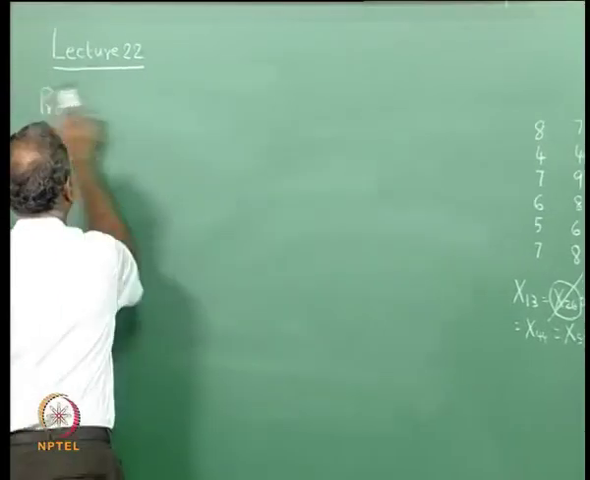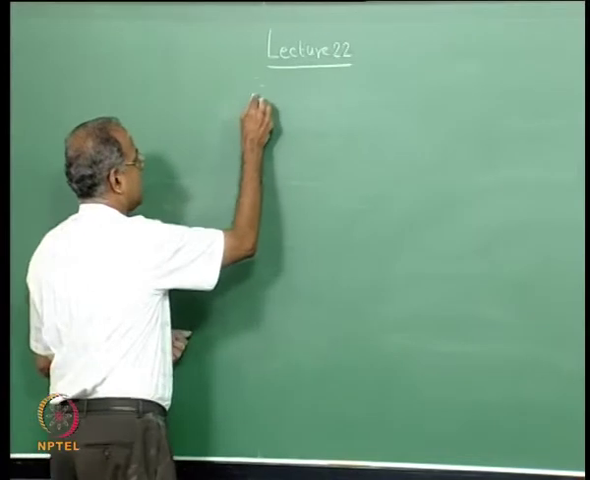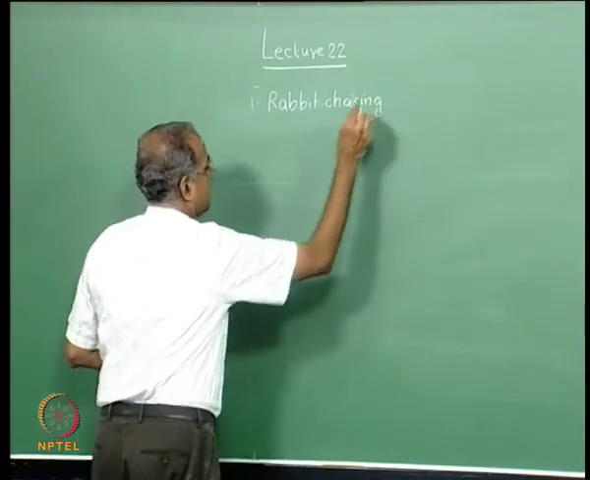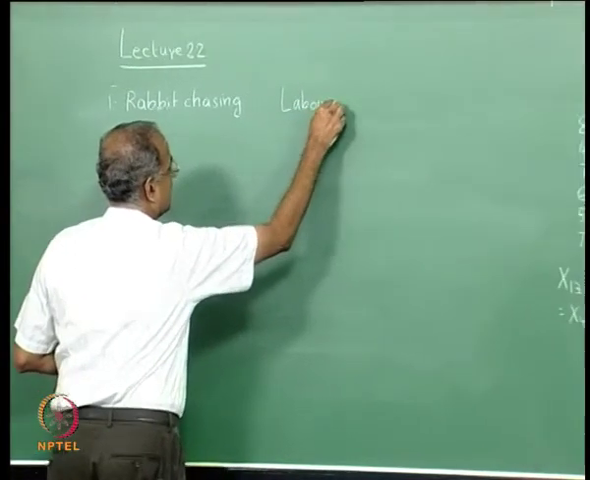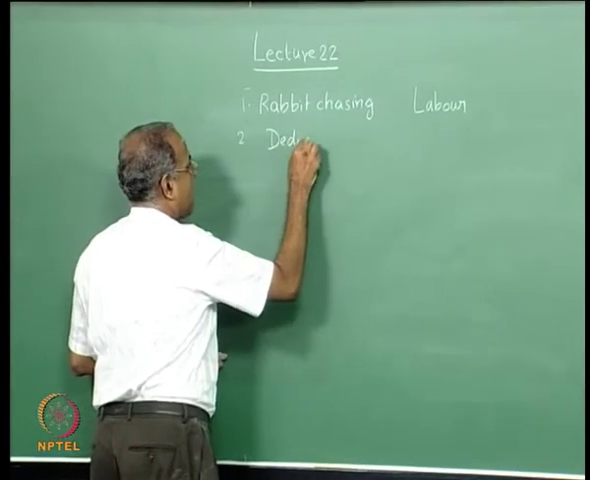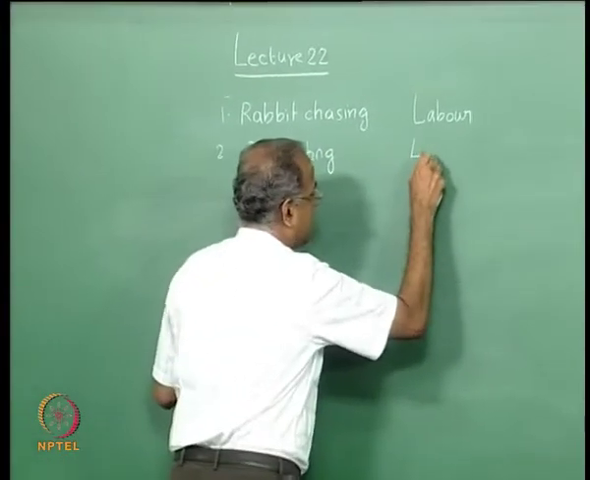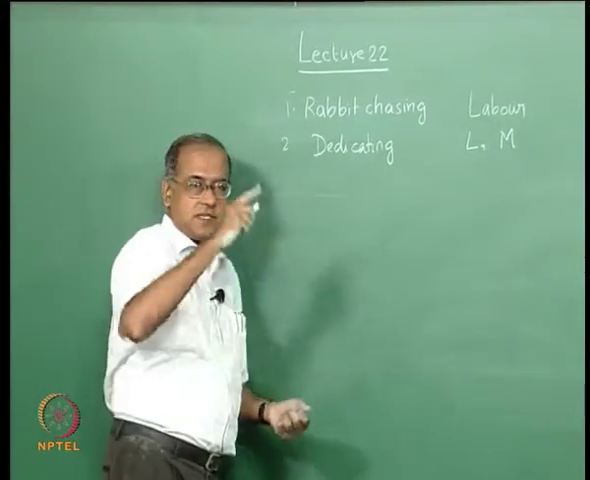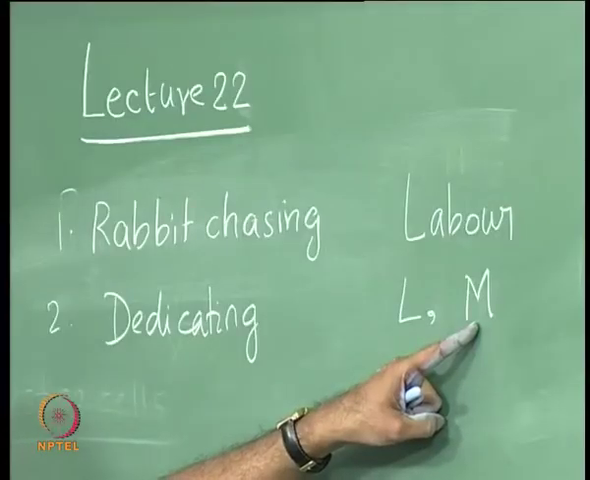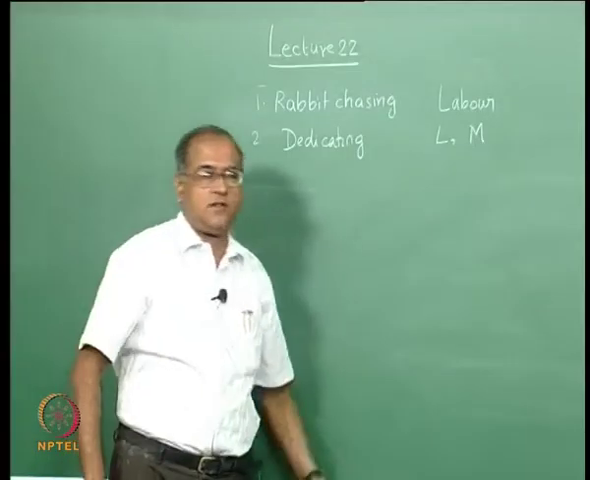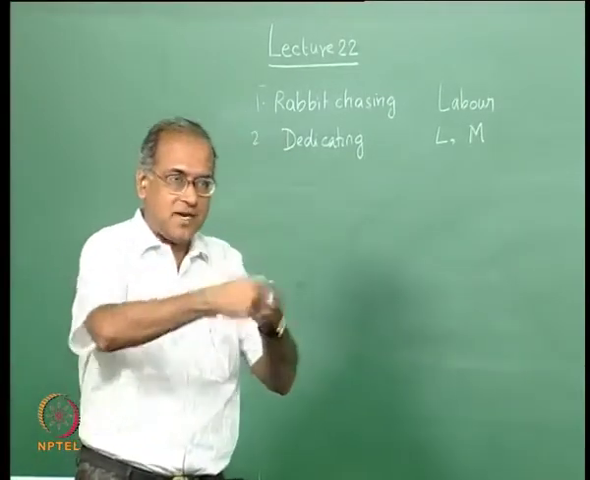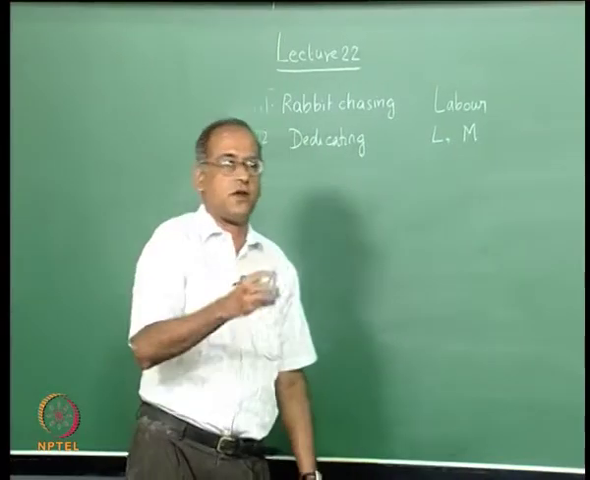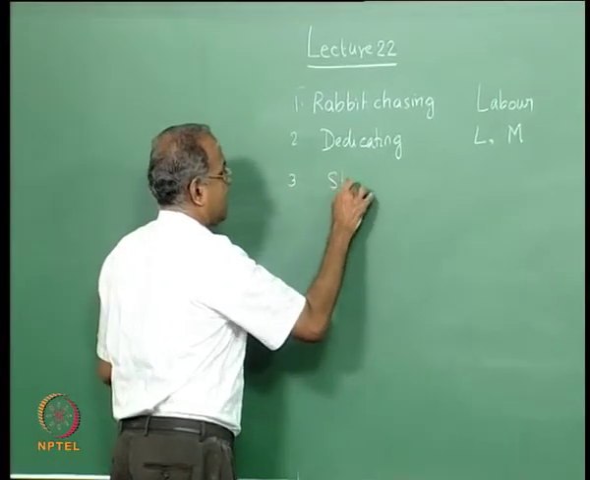So, a very quick summary of this would say that we started with rabbit chasing in the context of labor intensive cells, then we looked at dedicating operators in the context of both labor intensive cells and in the context of machine intensive cells. Now, we looked at very specific models. Here we separated the time into loading time, unloading time and processing time. And then we showed that operator walking cycle versus operation time cycle. We also said here as well as here that the operator paths should not cross, and we could do it for multiple operators. Then we looked at static and dynamic allocation problems.